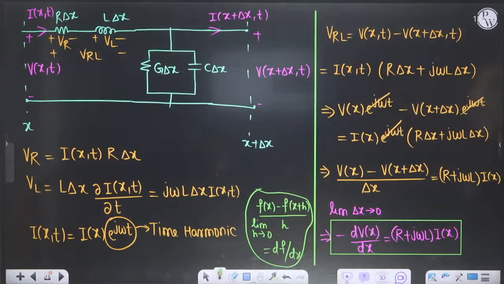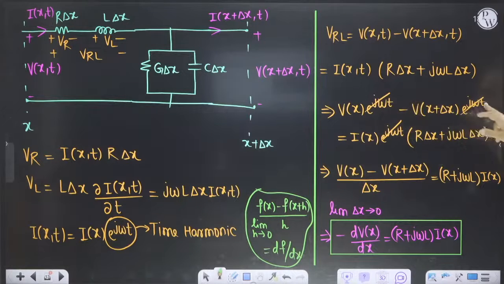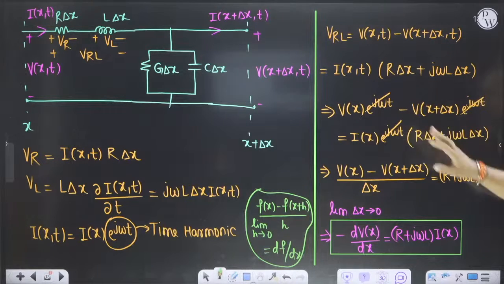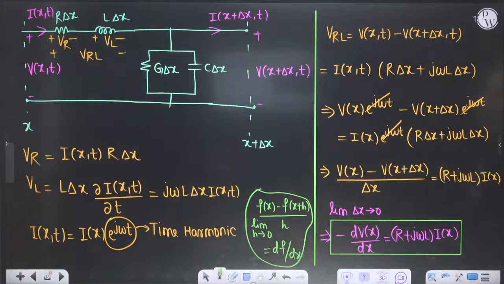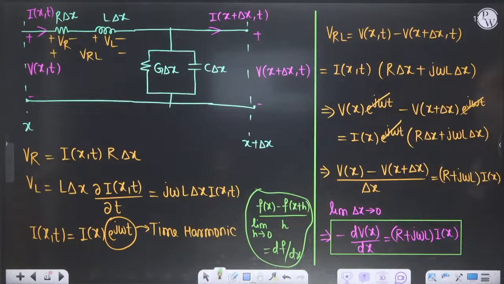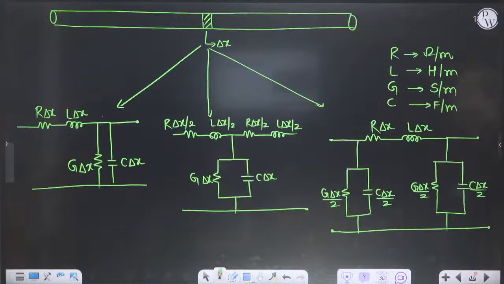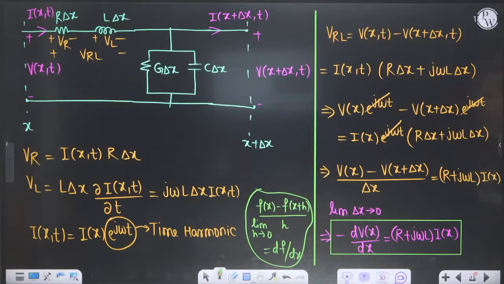Then, we know that it is time harmonic, e to the power j omega t, so the time factor will cancel out. So we have delta x, and I will divide by that delta x here. We know that this delta x size will be very small, so I will take delta x tends to 0.